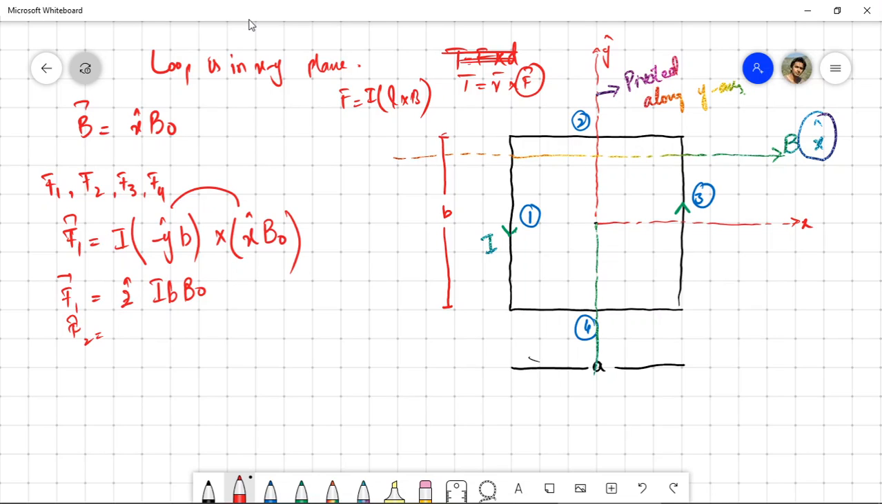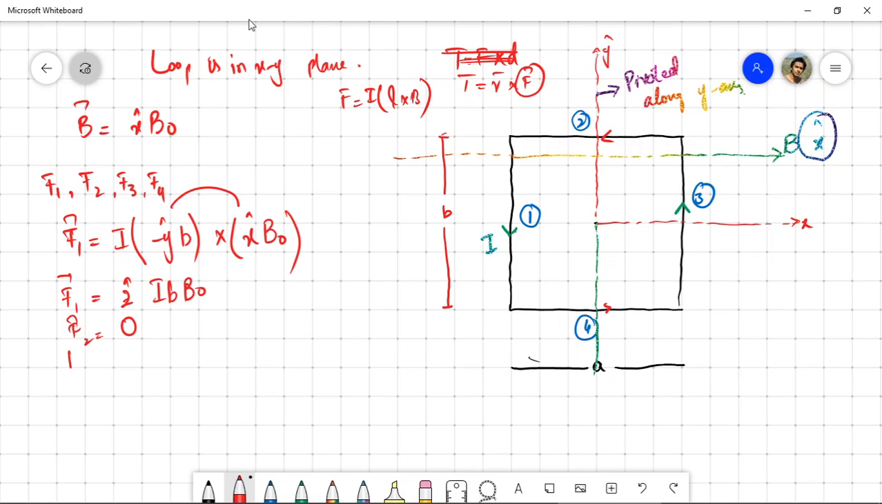What about F2? F2, this is the second segment. This will be the direction of current. So for 2, the force will be 0. Why? Because L and B are anti-parallel. Even if they are parallel or anti-parallel, this product is going to be 0.